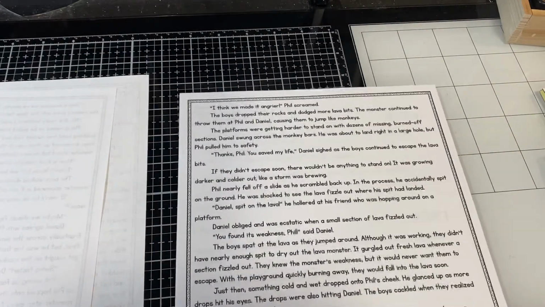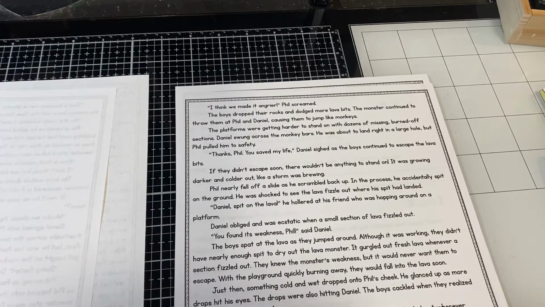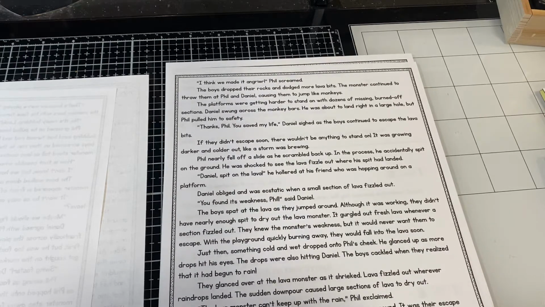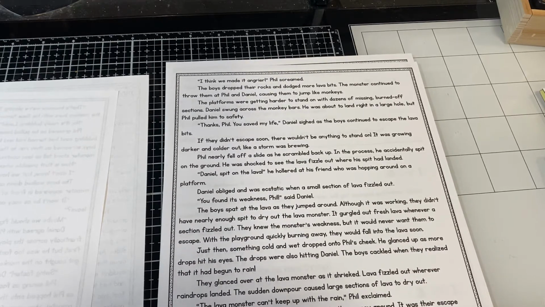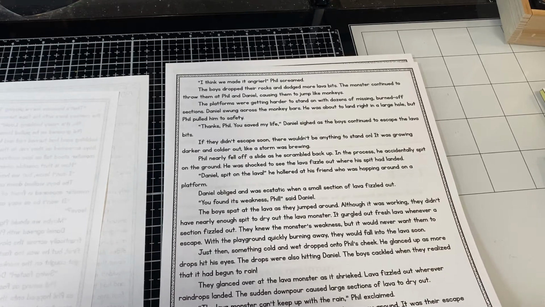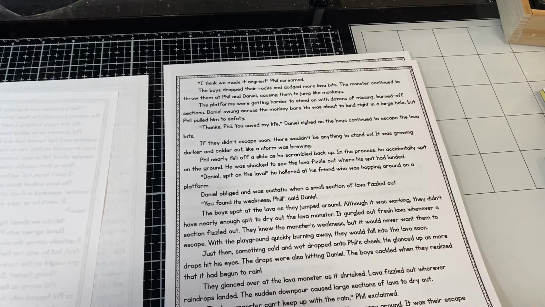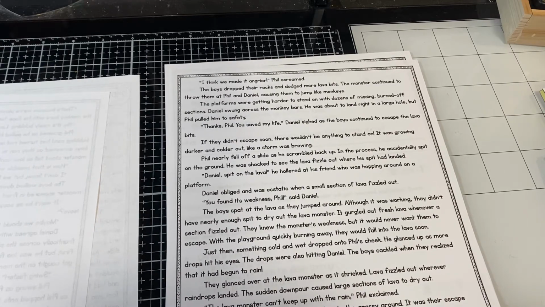"I think we made it angrier," Phil screamed. The boys dropped their rocks and dodged more lava bits. The monster continued to throw them at Phil and Daniel, causing them to jump like monkeys. The platforms were getting harder to stand on, with dozens of missing, burned-off sections. Daniel swung across the monkey bars. He was about to land right in a large hole, but Phil pulled him to safety. "Thanks, Phil, you saved my life," Daniel sighed as the boys continued to escape the lava bits.